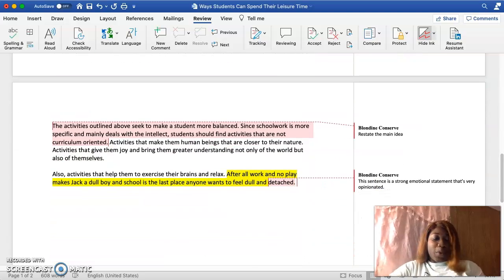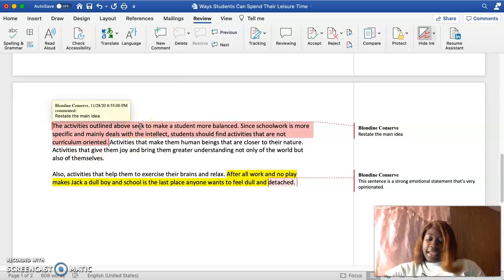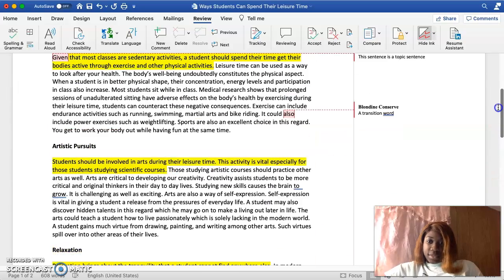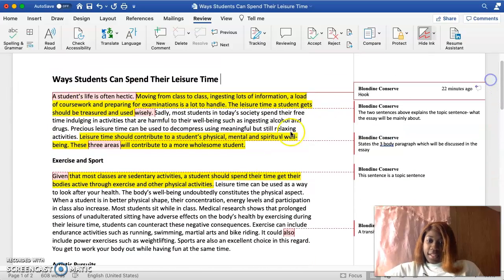My two questions for you are: create a new first sentence for the conclusion, which would be right up here. What I mean by that is add a sentence that smoothly transitions into restating the main idea, and summarize or explain paragraph 2, this one, in 1 to 2 sentences.